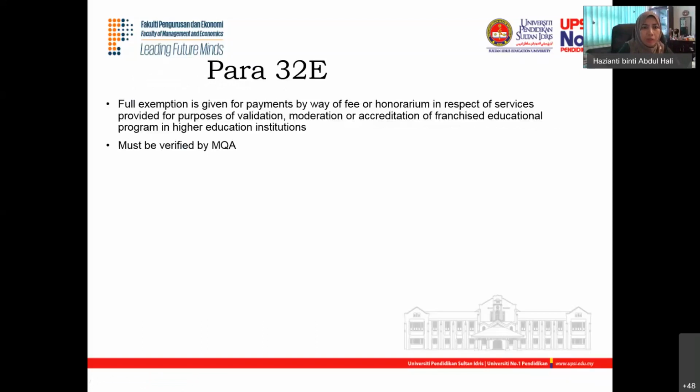And 32E, full exemption given for payment by way of fee or honorarium in respect of services provided for purposes of validation, moderation, or accreditation of franchise educational program in higher education institutions. Right? For example, some lecturers here are actually MQA panels, Malaysia Qualification Agency panels, and they go around the country to validate and also accredit the programs in universities, and they get payment. When they get the payment, it is fully exempted, because it is actually work for the MQA, for the agency of the Malaysian government. So they get full exemption.